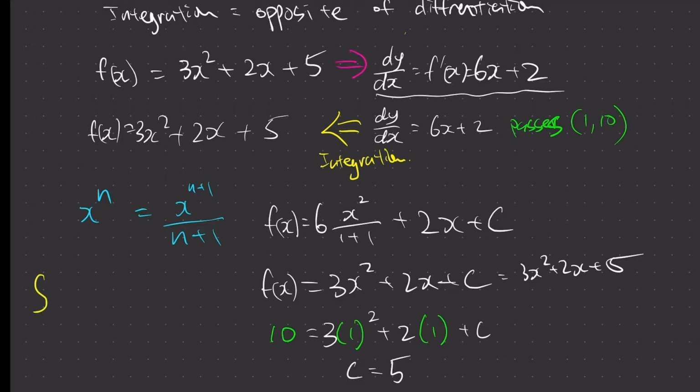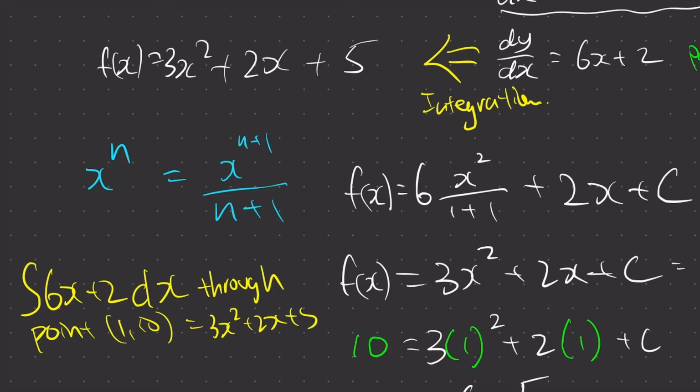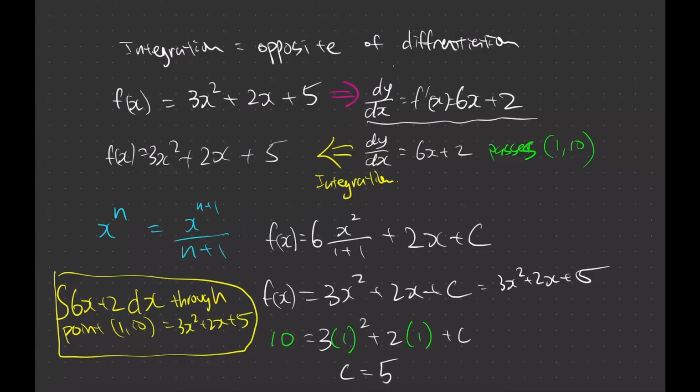We say the integral of 6x plus 2 dx, through point (1, 10), equals 3x squared plus 2x plus 5. Okay, so this is how you do it officially. But if you leave it like this, you don't have to write this. If you leave it like here, it's already the correct answer.